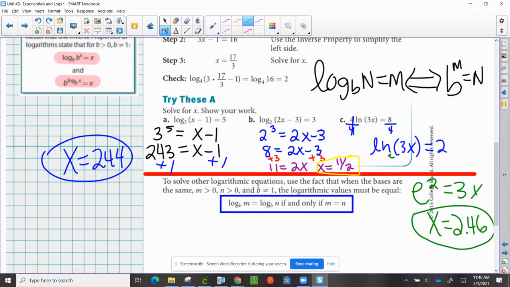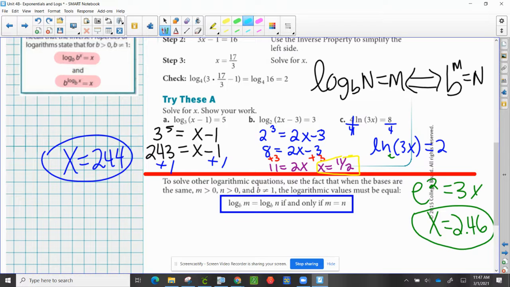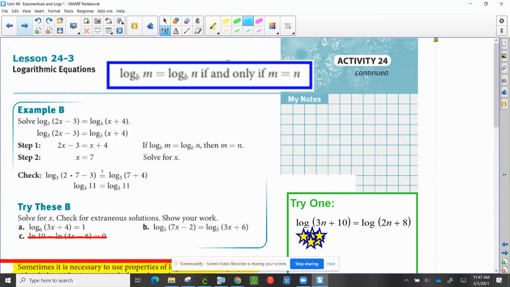All right? Now the second type of examples we're going to see is if we have a log equal to a log. And this is similar to when we did the exponential equations, when we had a base equal to a base. So if you have a log equal to a log, essentially you just drop the logs and just equal the two things inside the parentheses. Okay, so let me show you an example like that on the next page.